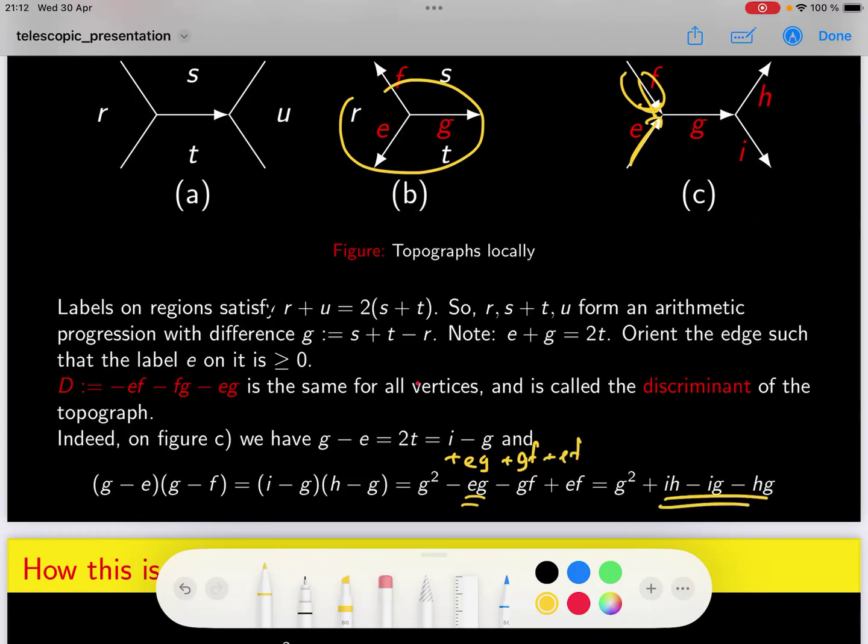So if I change the signs such that the notation is as in picture B, it will be IH plus EG plus HG. And that's exactly it. I proved the invariance of this invariant, this D, for two neighboring vertices. Now if you understand it, I think you know everything about topographs, and all the other statements about topographs you can prove immediately. You just need this one formula here, and that's it.